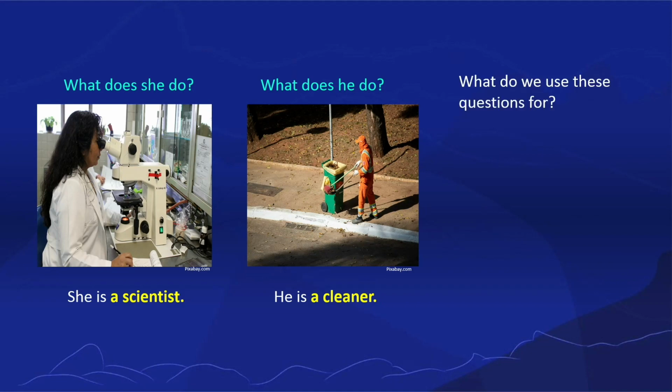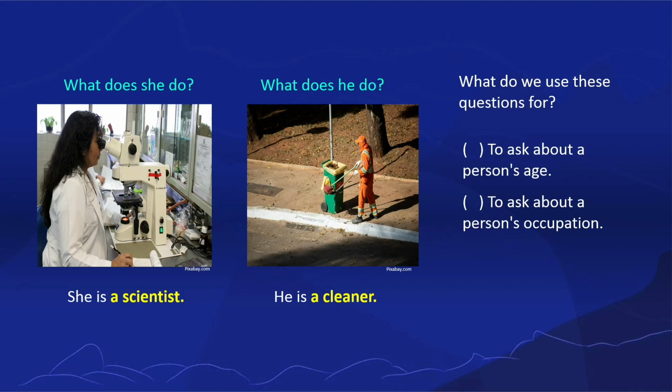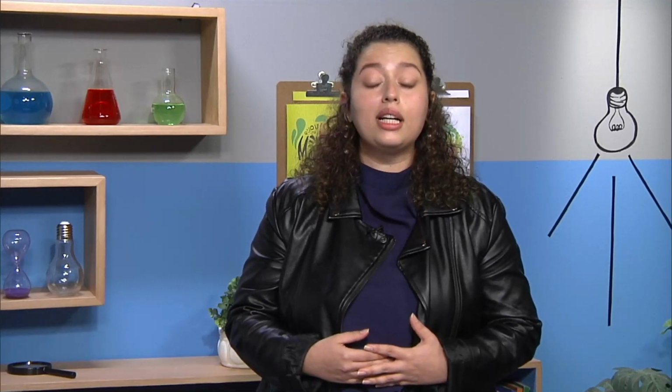What does he do? What do you use these questions for? To ask about a person's age or to ask about a person's occupation. What's the answer? To ask about a person's occupation. Well done. Now, let's talk about Sandra and Marcus again.